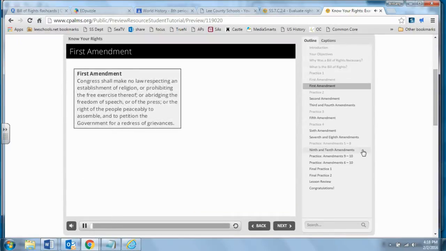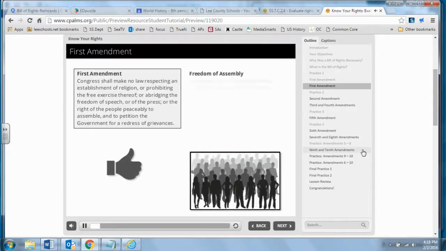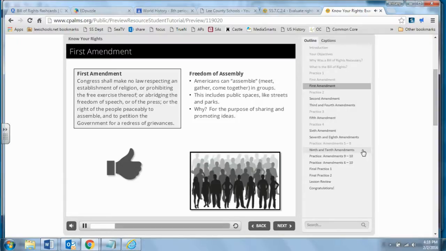That's not all the First Amendment covers. The American people are also guaranteed the freedom of assembly. This means that people can assemble, meet, gather, or come together in groups. This right especially applies to public spaces, like streets or parks. Why is this an important right? People need to be able to legally assemble for the purposes of sharing and promoting their ideas.